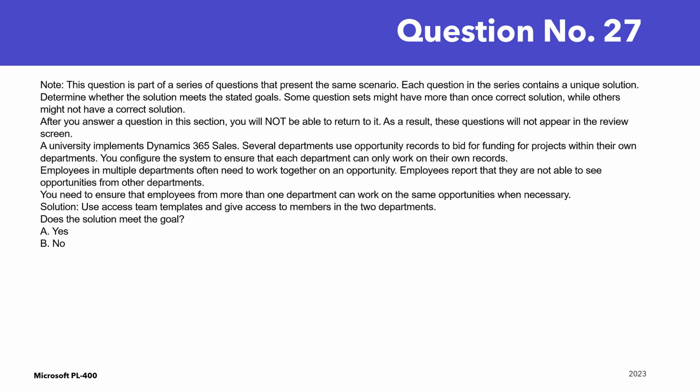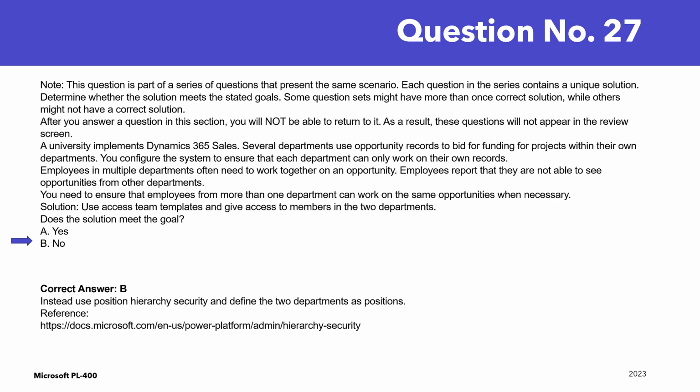Solution: use access team templates and give access to members in the two departments. Does the solution meet the goal? A. Yes. B. No. Correct answer, B.